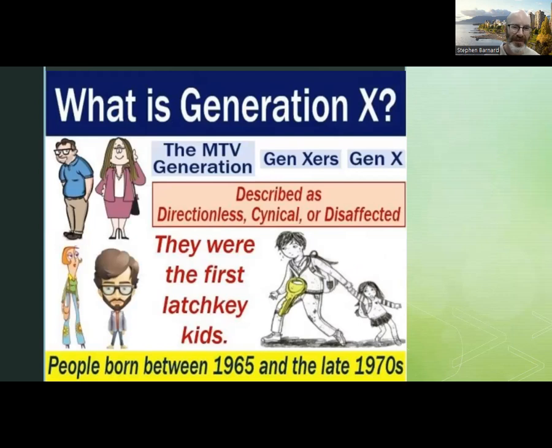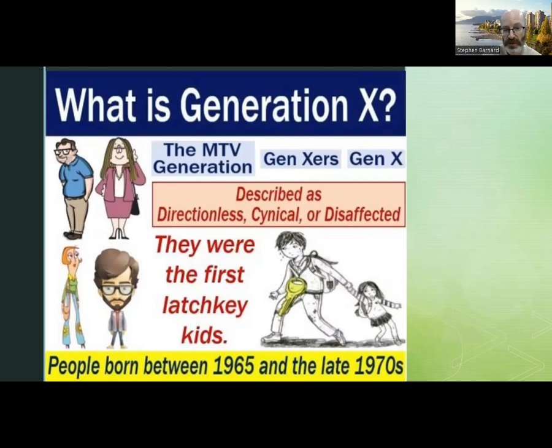So we're now going to move from the baby boomers on to Generation X, also known as the MTV generation, who are described as directionless, cynical, disaffected, also known as the first latchkey kids. The term latchkey kid refers to children who went home after school and they were alone. This was because life was getting increasingly expensive, so it was much more common for both the mother and the father to work outside the home. As a result of this, a lot of young Gen Xers felt that they were raising themselves. They felt they didn't have the same support of their parents that previous generations had had.